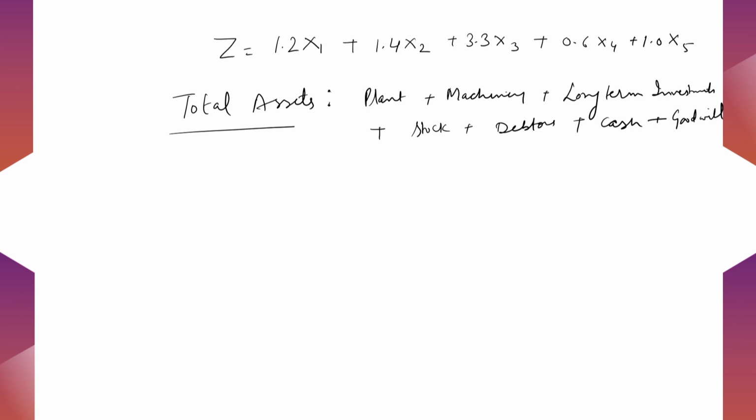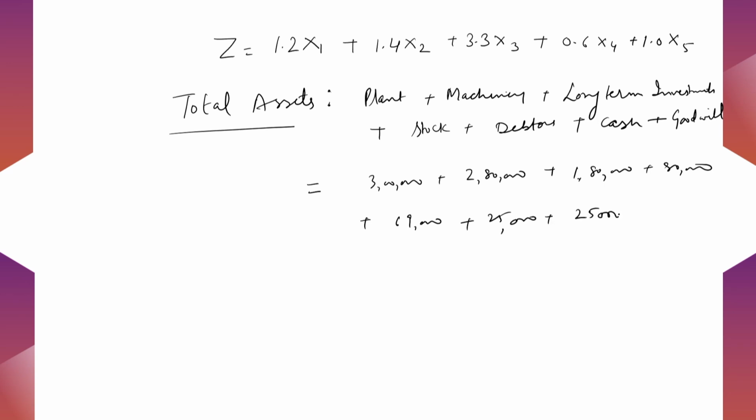As per the information provided to us, the total assets will be 3 lakhs plus 2 lakh 80,000 plus 1 lakh 80,000 plus 80,000 plus 69,000 plus 25,000 plus 25,000. Again we reach the figure of rupees 9,59,000. This is our total assets. Now the next component we need is the working capital.